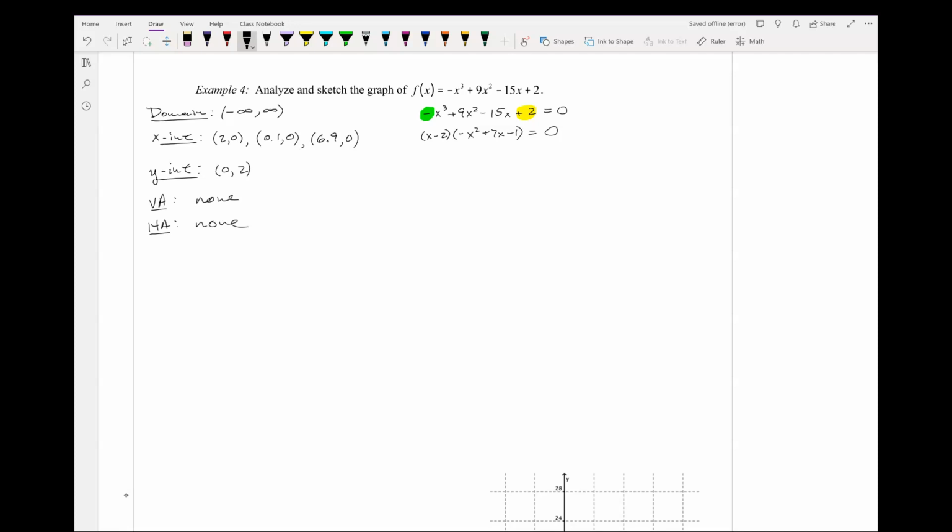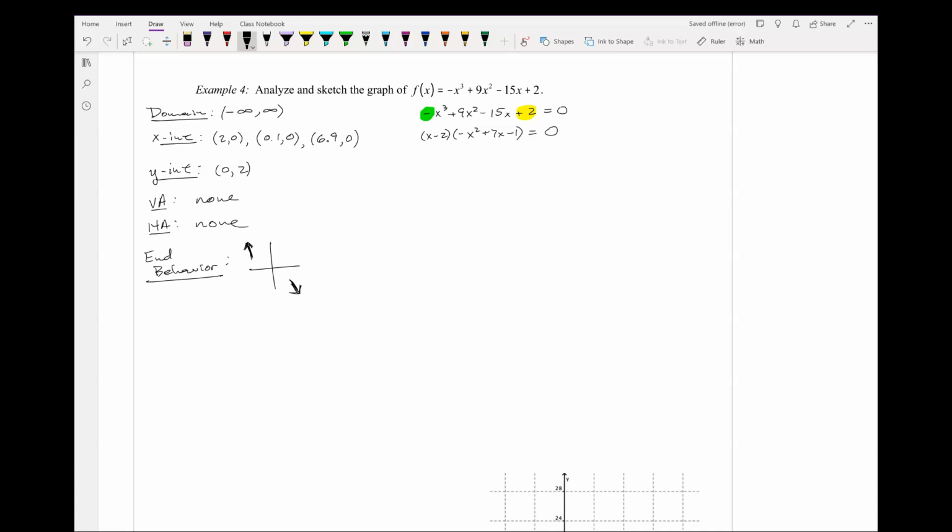We could talk a little bit about end behavior. We can just notice that since this function has an odd degree and a negative leading coefficient, that the end behavior is going to look something like this, going towards positive infinity for the y values as x goes to negative infinity, and going to negative infinity for the y values as x goes to positive infinity.